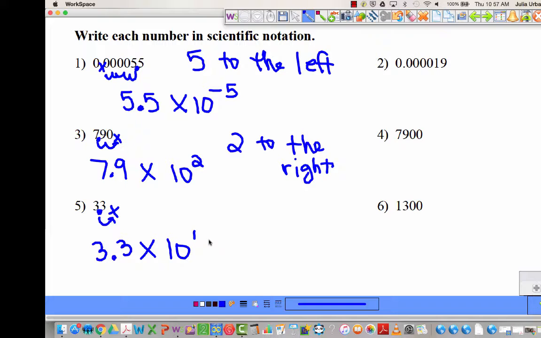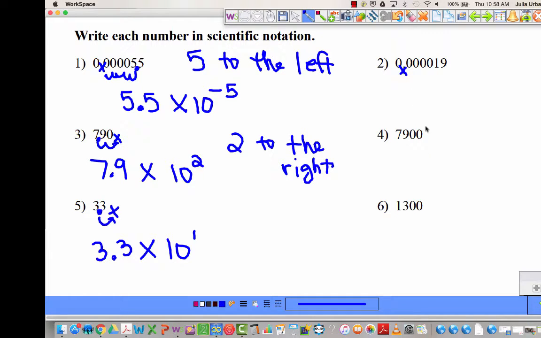If you don't want to move it to the right, or you don't want to move it to the left because it's already in the right place, 10 to the 0. That's right. Okay. All right, let's try these 3 together, and then I'll give you some to try on your own. All right, this is the X.